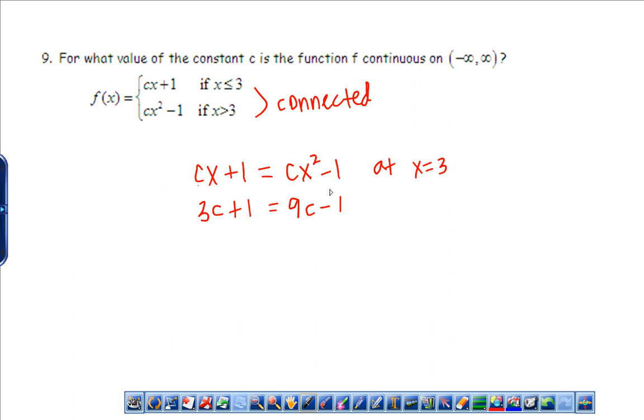And just solving this out a little bit, you end up getting 6c is equal to 2. So c is equal to 1/3. So as long as c is equal to 1/3, then everything should work its way into place. We should have the left-sided limit be equal to the right-sided limit. Therefore, the limit would exist. It would equal f of 3. Everything should be continuous. Work out for continuous.